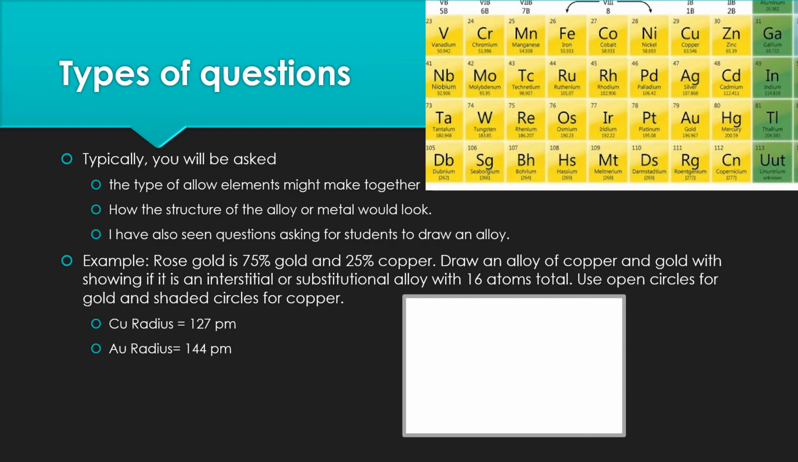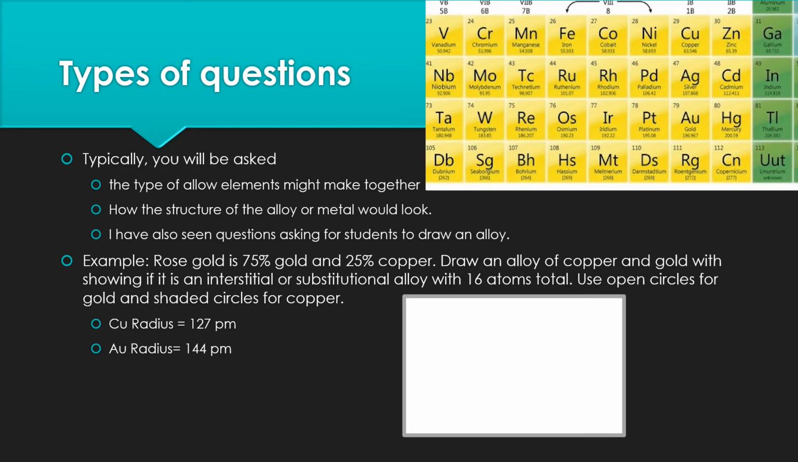First, this question says rose gold is 75% gold and 25% copper. Draw an alloy of copper and gold, showing if it is an interstitial or substitutional alloy, with 16 atoms total. Use open circles for gold and shaded circles for copper. So there's a lot of key elements in this. They want us to show the alloy. They want us to show what kind of alloy it is, interstitial or substitutional, so we have to make that decision. It wants specifically 16 atoms, and it's telling us how to draw those atoms, open and shaded circles.